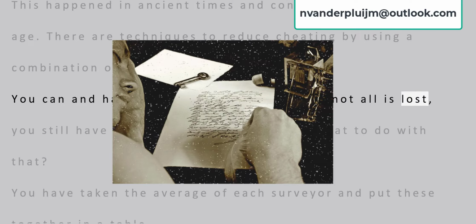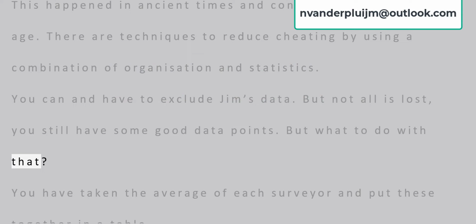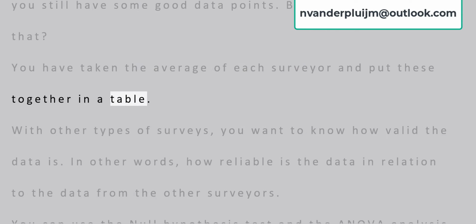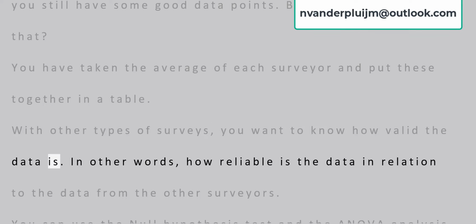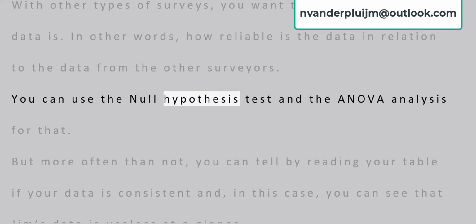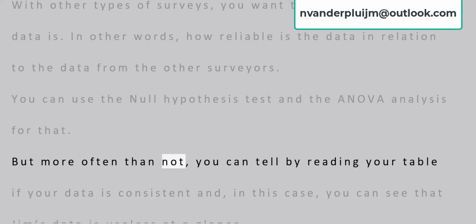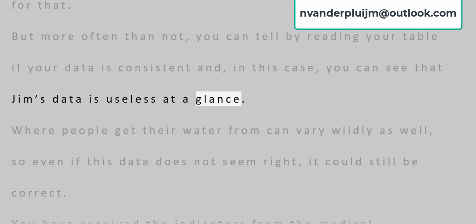But not all is lost, you still have some good data points. But what to do with that? You have taken the average of each surveyor and put these together in a table. With other types of surveys, you want to know how valid the data is. In other words, how reliable is the data in relation to the data from the other surveyors? You can use the null hypothesis test and the ANOVA analysis for that. But more often than not, you can tell by reading your table if your data is consistent, and, in this case, you can see that Jim's data is useless at a glance.